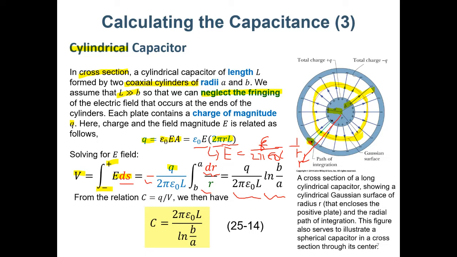So finally, using C equals Q over V. Yeah. So we just divide V on both sides, and then we just put this part to the left side. So we'll have C equals 2 pi epsilon naught L over ln b over a. So this is the capacitance for a cylindrical capacitor.